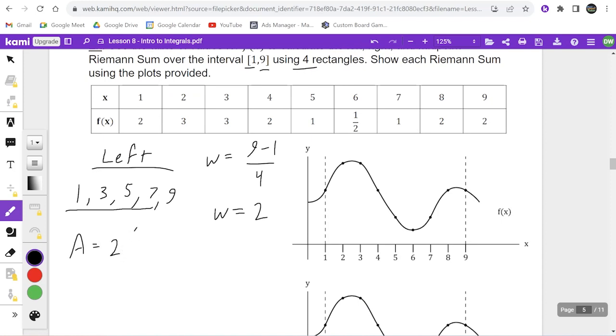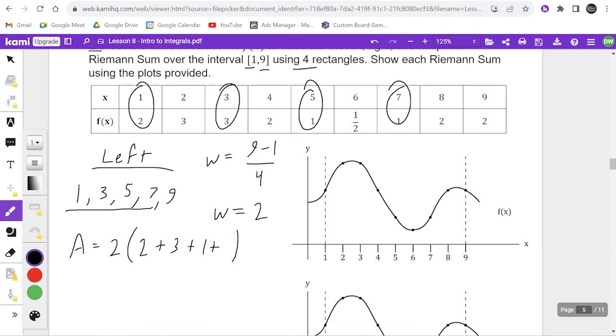Now, if I want to use these values, the area is equal to, watch this, 2 times the quantity. The reason I'm saying times the quantity is because that is what the width is, and it's going to be distributed to each of these terms in the middle. And then I just have to look at 1, 3, 5, and 7. So at 1, the y value, or f of x, is 2, plus at 3, the y value is 3, plus at 5, the y value is 1, and at 7, the y value is 1.